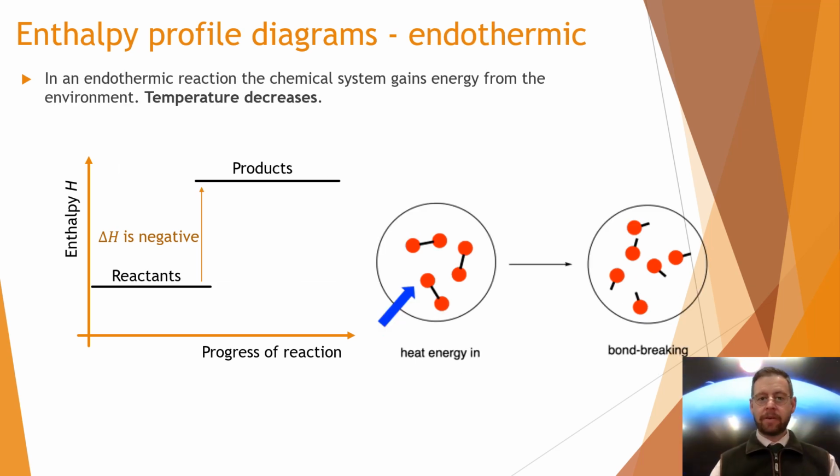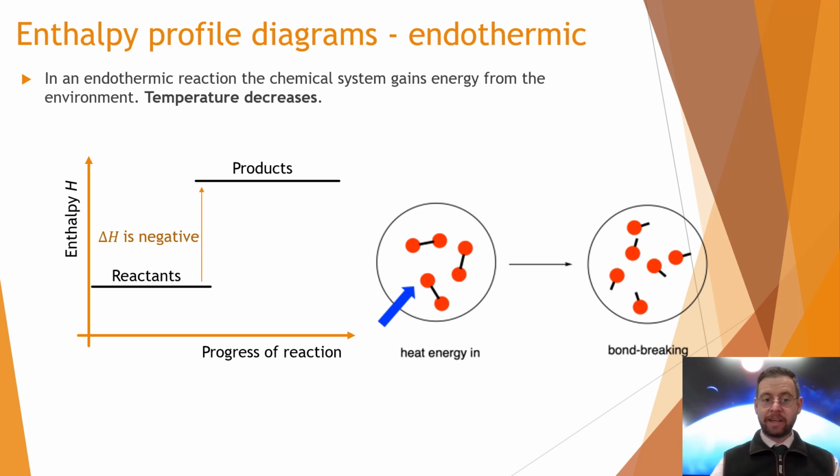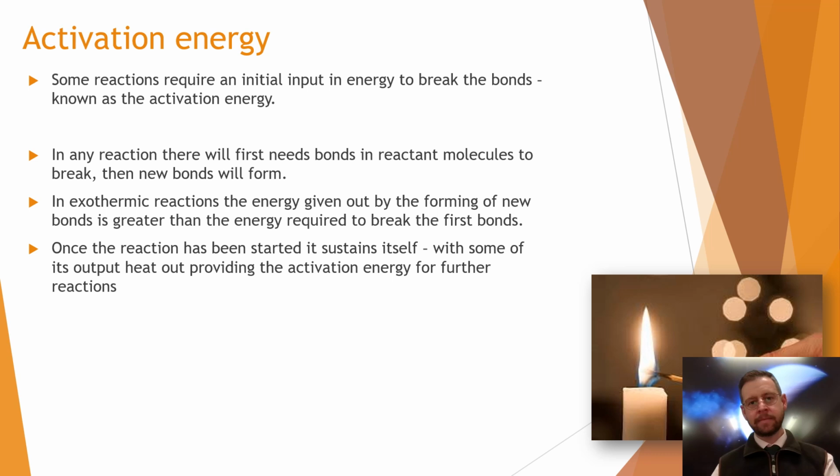Endothermic reactions are the other way around. The reactants have less enthalpy than the products, and in order for the reactants to turn into the products, there has to be a net input in energy equal to the delta H, equal to the change in enthalpy that is needed to form those products.